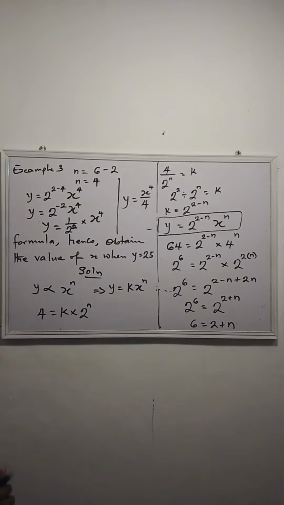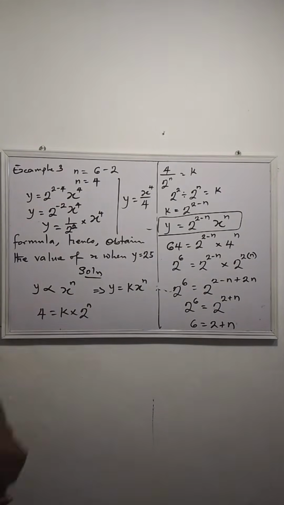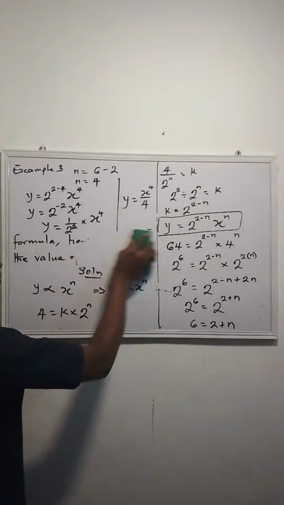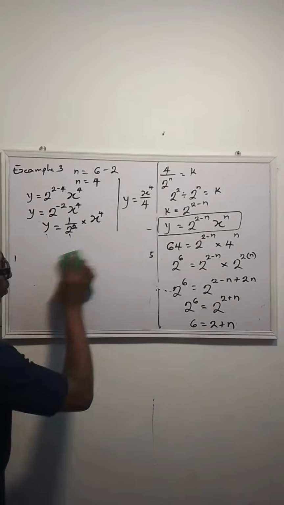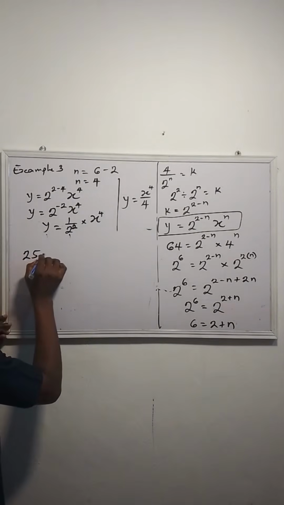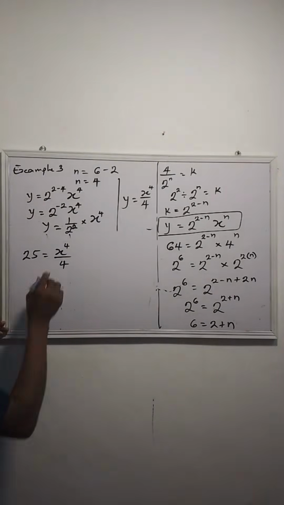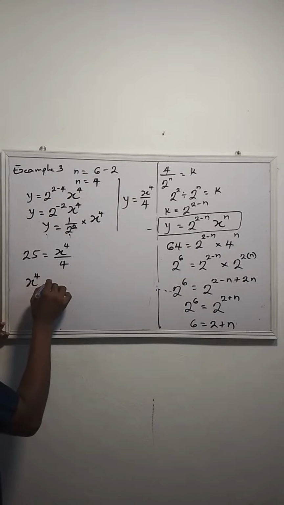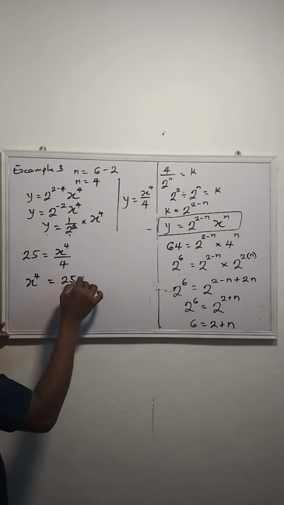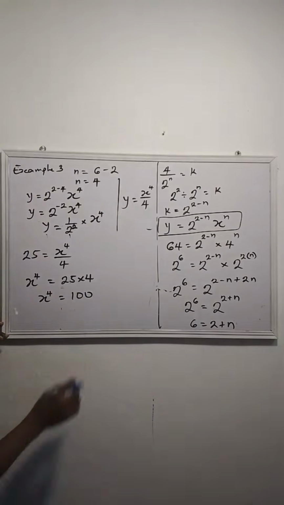Now the question goes further to say we should find the value of x when y is 25. So when y is 25, we just plug in 25 here. Now let's do that. When y is 25, so we have 25 equals x raised to the power of 4 over 4. So we can cross multiply. So you have x raised to the power of 4 equals 25 times 4. And that's x raised to the power of 4 equals 100.